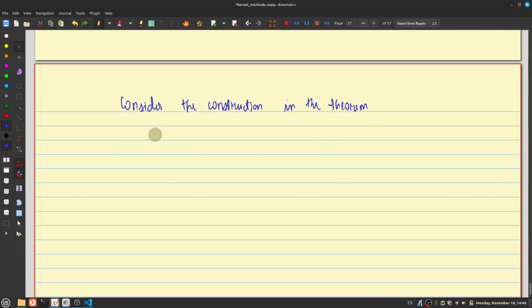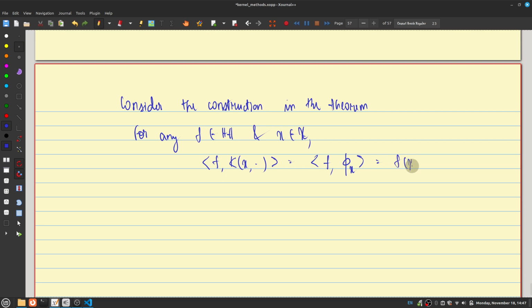So if we go back to the construction, then for any f in that Hilbert space that we constructed and any x in the domain, we have the inner product between f and the function k_x, or k of x, which is nothing but the inner product between f and k_x. This just evaluates to f of x. So that's one way of stating the reproducing property of the RKHS.